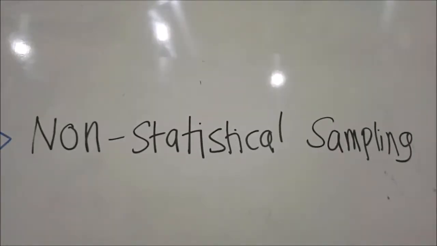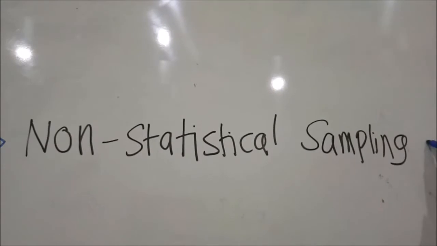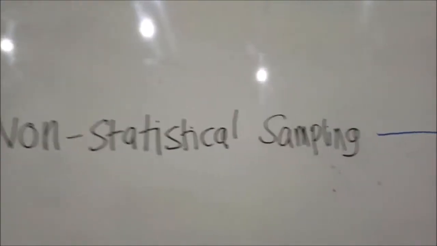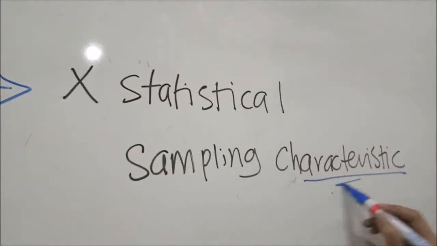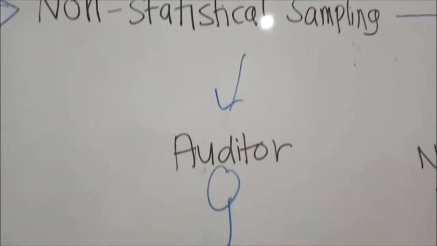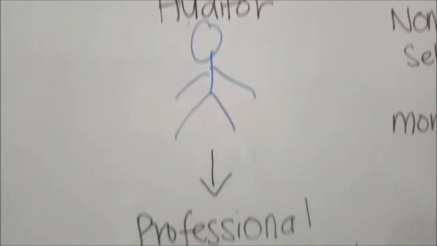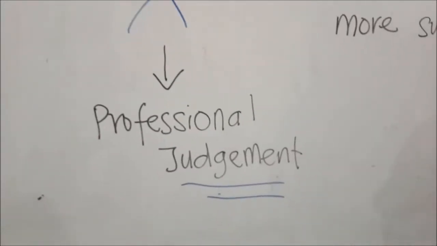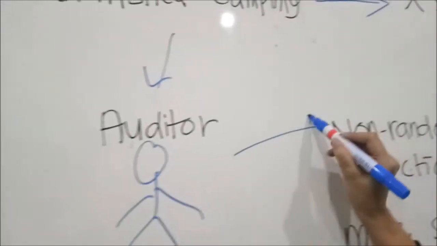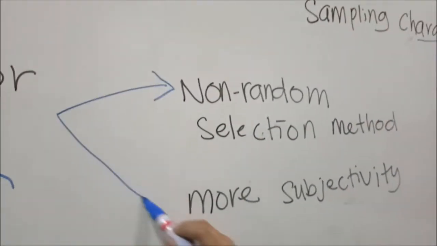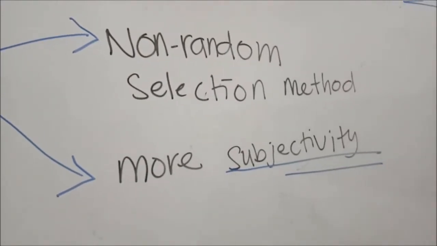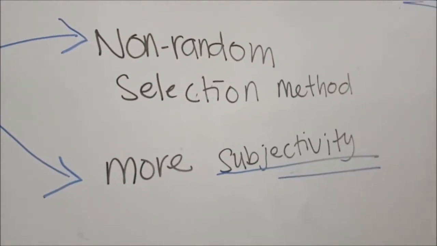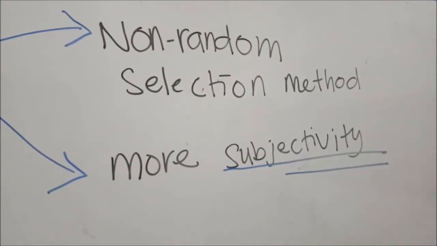The second type of audit sampling is non-statistical sampling. Any other approach that does not have the statistical sampling's characteristics. The auditor uses his professional judgment to select a sample and evaluate the sample when conducting audit tests. Auditor may use non-random selection methods and require more subjectivity in making sampling decisions, and select those sample items that he believes able to provide useful information.